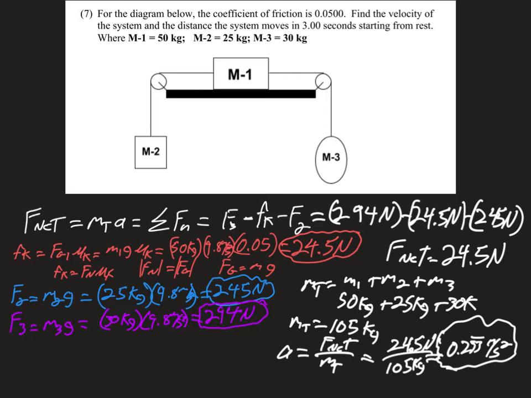All right, so in this last problem, we're looking at something a little bit different because it has pulley systems, but you'll find out it's basically the exact same thing. It says for the diagram below, the coefficient of friction is 0.05. Find the velocity of the system and the distance the system moves in 3 seconds. Gives us a time, that's good. And starting from rest, so we know that it's not moving when it begins.